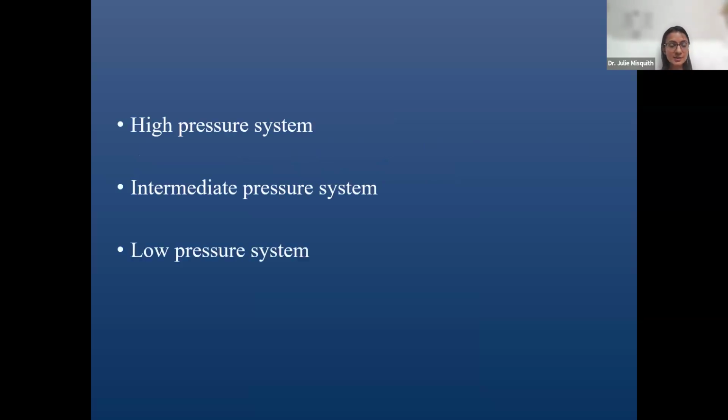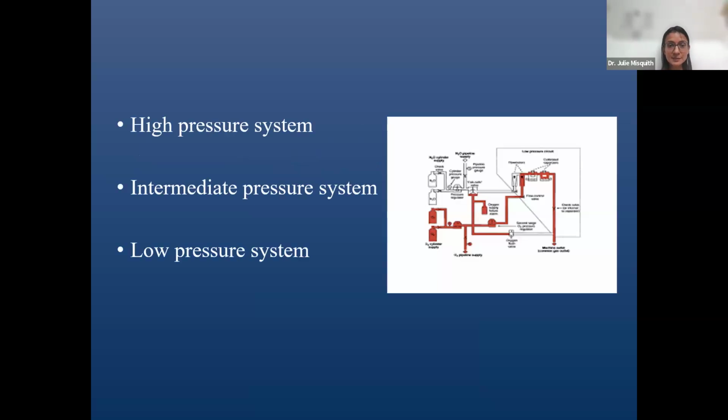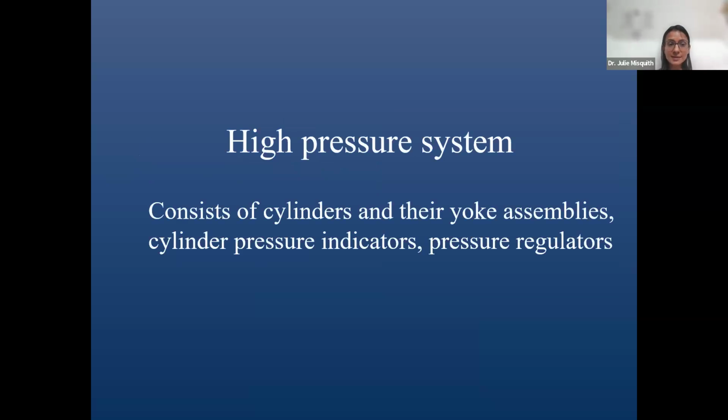Now, in most new machines, pneumatic systems can be divided into the high pressure system, the intermediate, and the low pressure system. So safety features are incorporated into every single component of these systems. Now, coming to the high pressure system, it consists of cylinders, their yoke assemblies, cylinder pressure indicators, and pressure regulators.